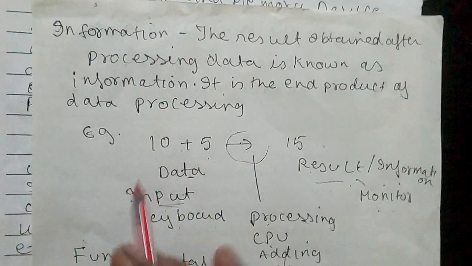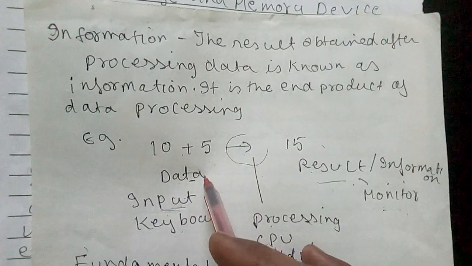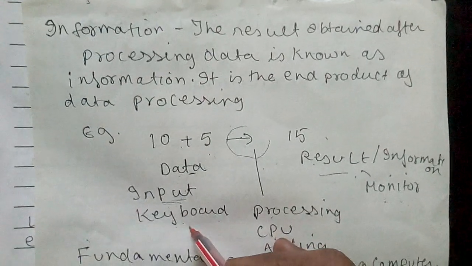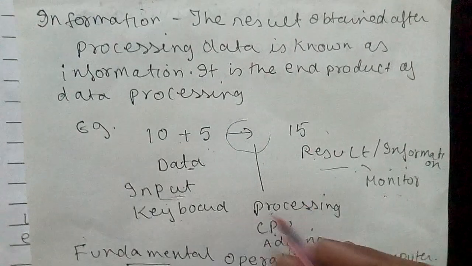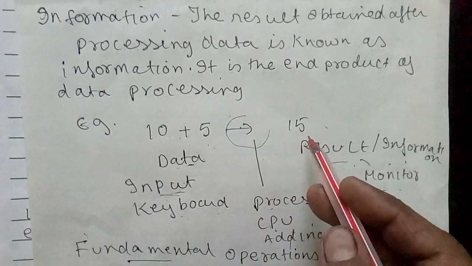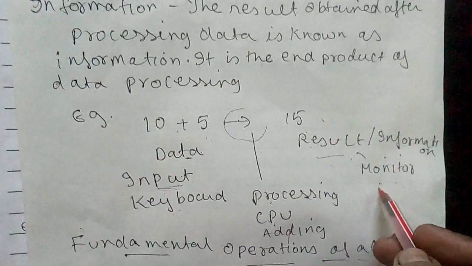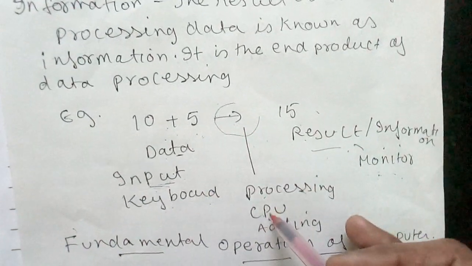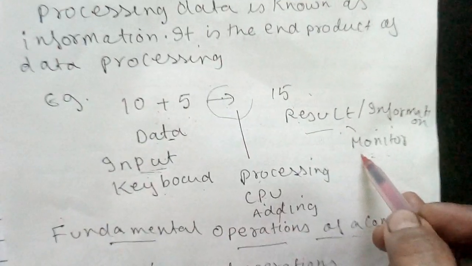For example, here 10 plus 5, this is the data I am giving to the computer. This is also called input. This input is given through the keyboard. It goes to the CPU. That means the CPU processes the data. It adds two numbers and gives you the result, or information, on the monitor. So this is the data, this is the processing, that means addition takes place in the CPU, and this is the result which is displayed on the monitor.